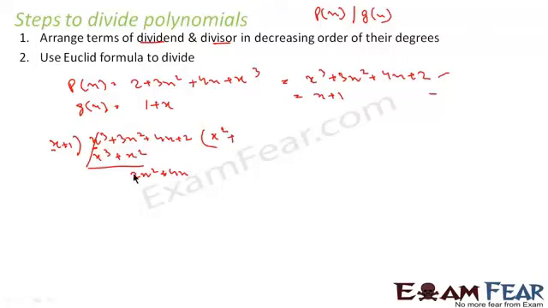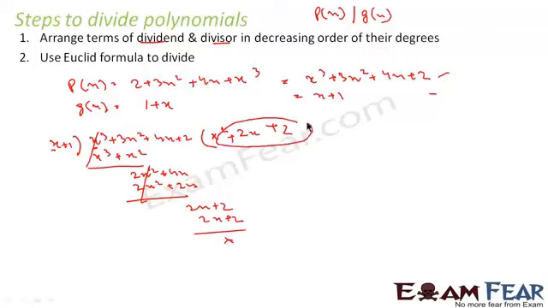Now to get 2x squared, I have to multiply x with 2x. So this becomes 2x squared plus 2x. This is cancelled. I get 2x plus 2. I'll multiply with this, I get 2x plus 2. I get remainder as 0. This is my quotient, this is my remainder. Very simple, we use the Euclid formula.